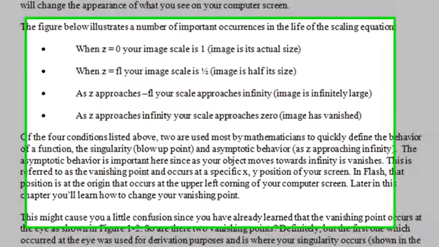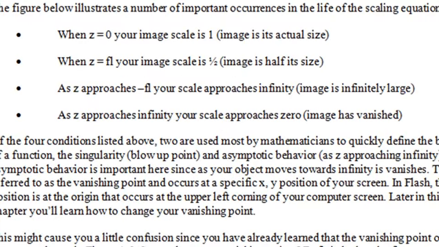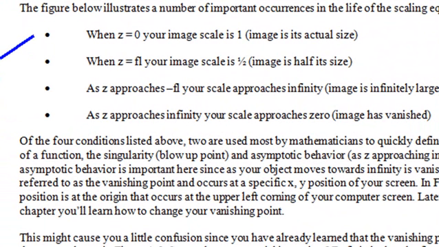Now if you do a plot of this equation, there's a number of interesting things we need to point out. When Z is equal to 0, right here, your image scale is 1. That's when you're right on the point of the plane of projection. When Z is equal to ZL, that's when your image size is 1/2. As Z approaches the negative of the focal length, your scale approaches infinity.